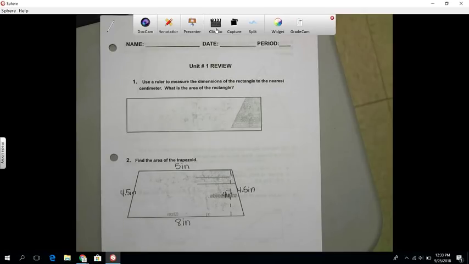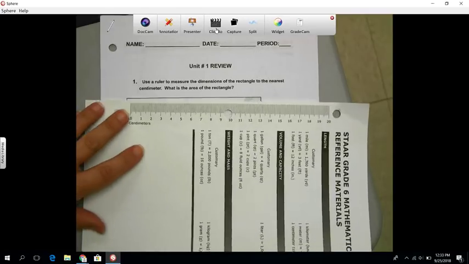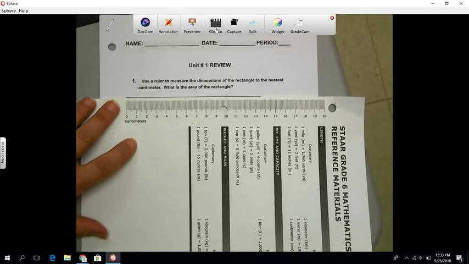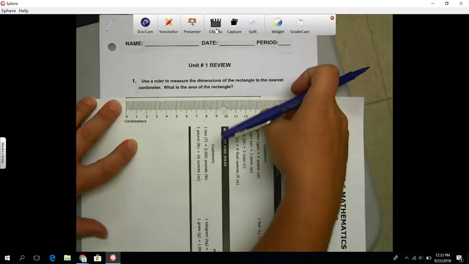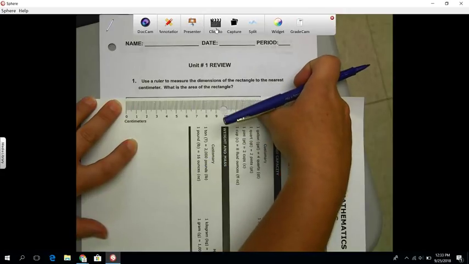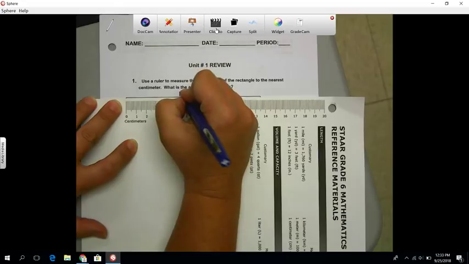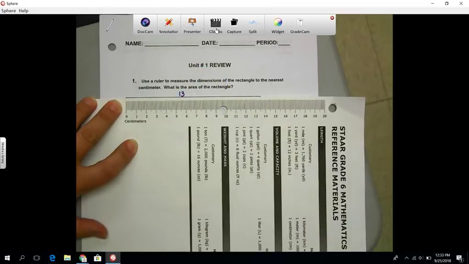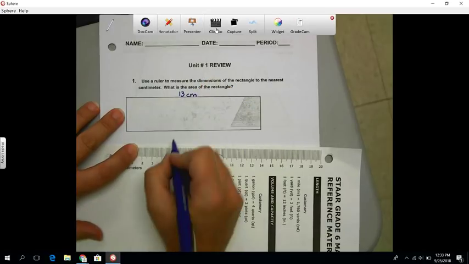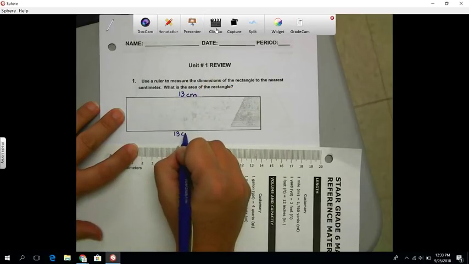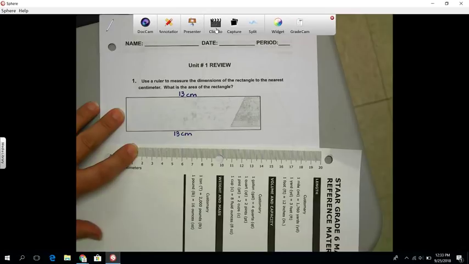On question number 1, we need to use our ruler to measure the dimensions of the rectangle to the nearest centimeter. So we're going to line up our edge on 0, go over, we're going to the nearest centimeter, which means to the nearest whole number, so this would make that 13. When we have 13 centimeters on top, the parallel congruent line on the bottom is also 13 centimeters.